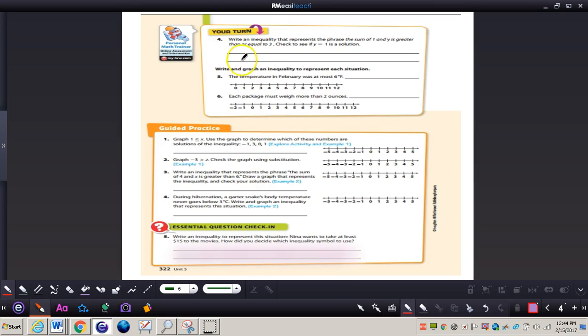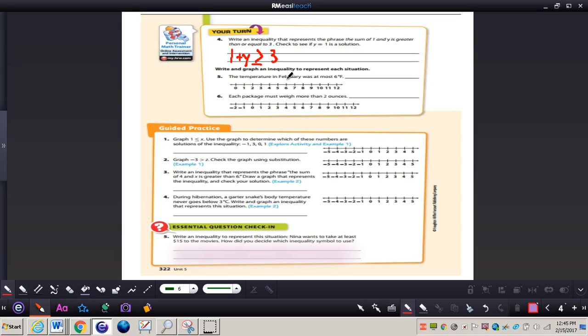So what we could have here, we could have the sum of 1 and y. So since it's the sum of, it's going to be addition. 1 plus y is greater than or equal to. So we have greater than or equal to, that line underneath that, 3. And what we can see here, that would be the inequality.